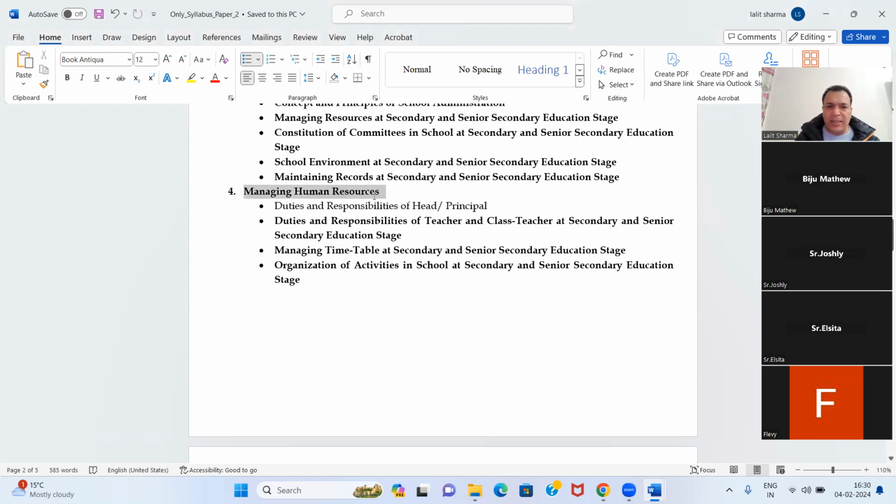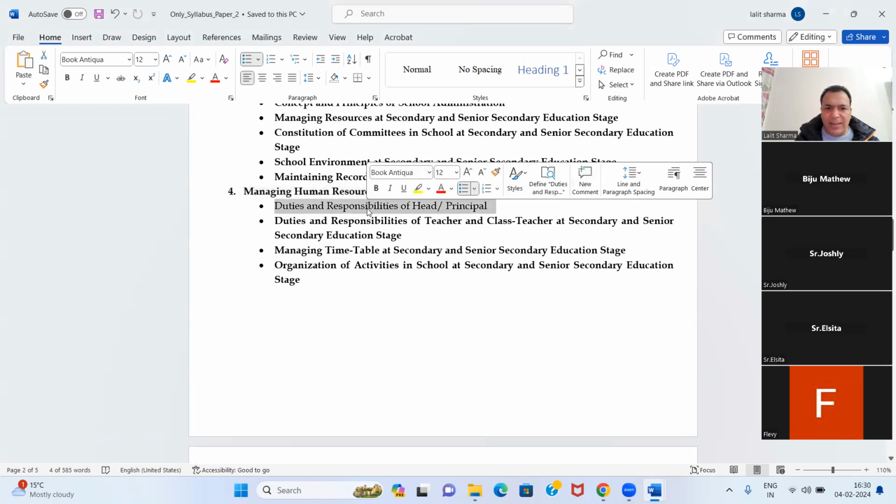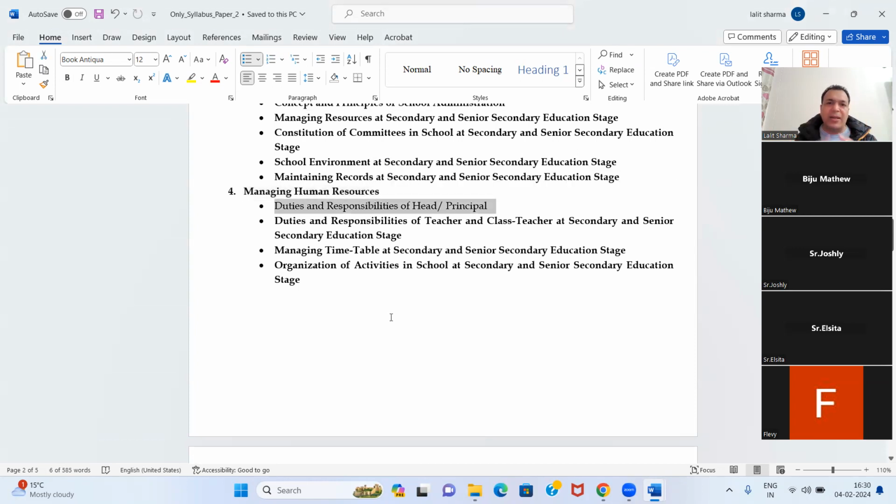The fourth chapter is under unit 2, managing human resources. Under this, duties and responsibilities of a head principal. It is very easy. Last time a question came, duties and responsibilities of a class teacher. So almost the same. There is a minor difference between the duties and responsibilities of the principal and the teacher. Some points are different from the teacher's, otherwise 60-70% are around the same.